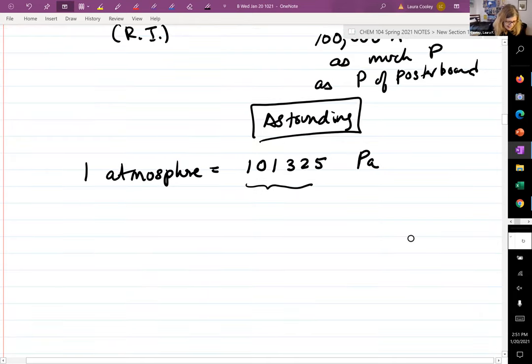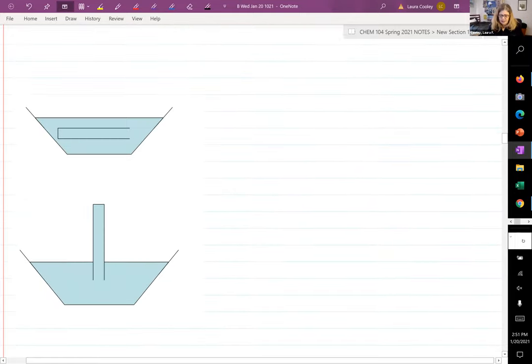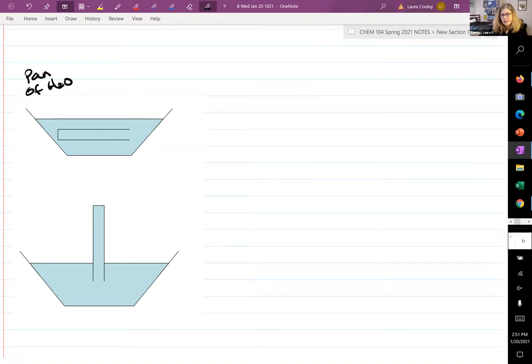Okay. All right. So how could we measure the pressure in this room? So how would you do that? All right. Let's see. Do I have a picture here? Oh, look at that. I have a picture. So suppose you have a pan of, say, water, and you have a graduated cylinder, and you put this graduated cylinder in the water, and then you stand it up.